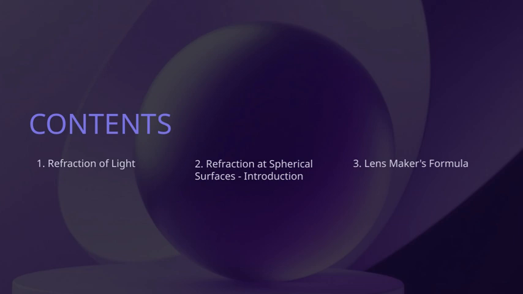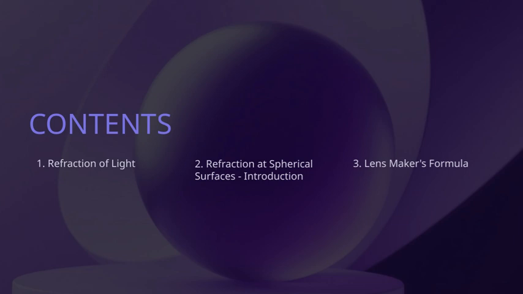Refraction is simply the bending of light as it passes from one medium to another with a different optical density. This bending occurs because the speed of light changes when it moves between materials like air and glass. Understanding this process is crucial because it's the foundation for how lenses form images. Whenever light encounters a spherical surface, like the surface of a lens, it bends in a predictable way. This leads us to the importance of the spherical surfaces themselves. They are key components in many optical devices because their shape influences how light rays converge or diverge.